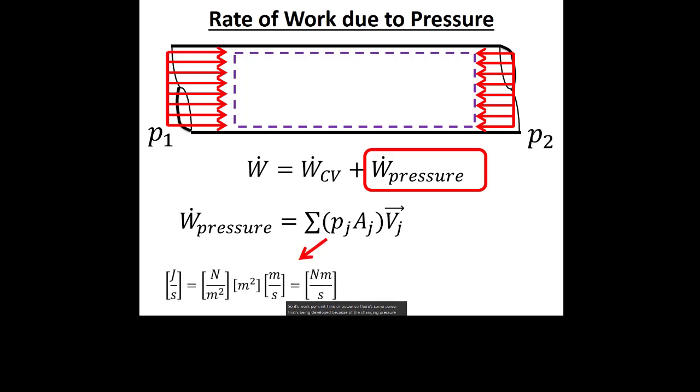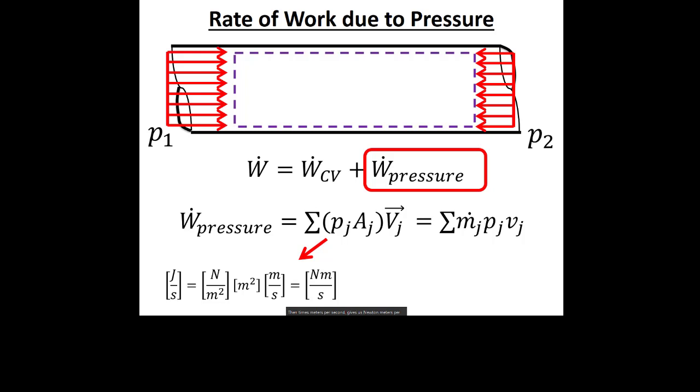Right now, just to show you, or hopefully build your confidence in this equation, we have power, which should be in joules per second. Pressure is in newtons per meter squared. Area is in meters squared. So newtons per meter squared times meter squared gives us newtons. Then times meters per second gives us newton meters per second, which is joules per second, which is also power.